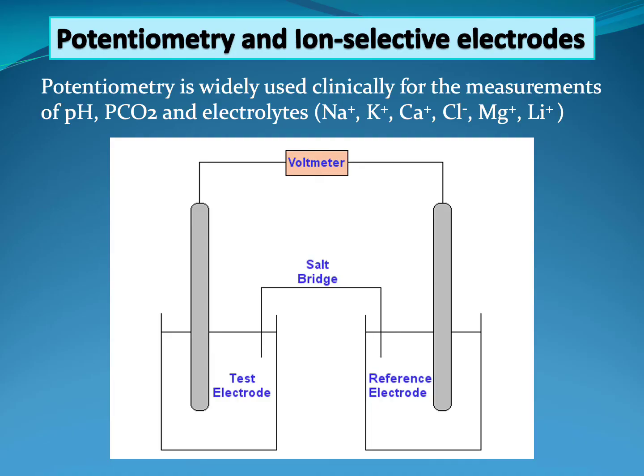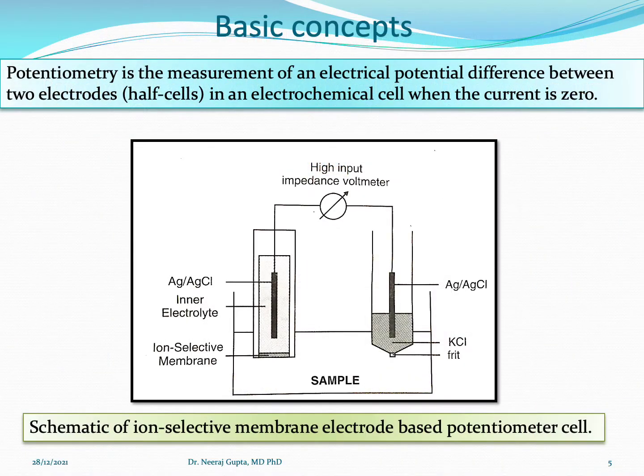Potentiometry is widely used clinically for the measurement of pH, partial pressure of carbon dioxide, and electrolytes like sodium, potassium, calcium, chloride, magnesium, lithium. Before we move forward, let's understand its basic concepts. Potentiometry is the measurement of an electrical potential difference between two electrodes, half cells, in an electrochemical cell when the current is zero. Now, this is a schematic diagram of an ion selective membrane electrode based potentiometric cell.